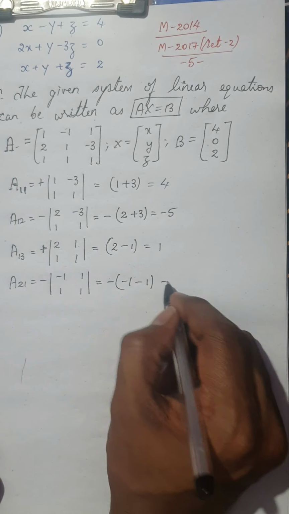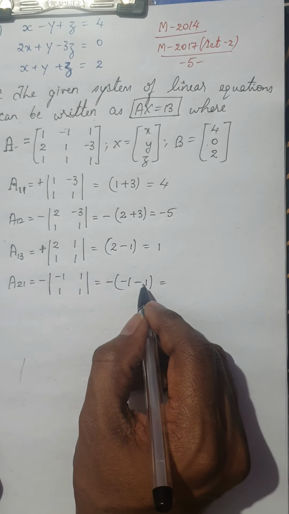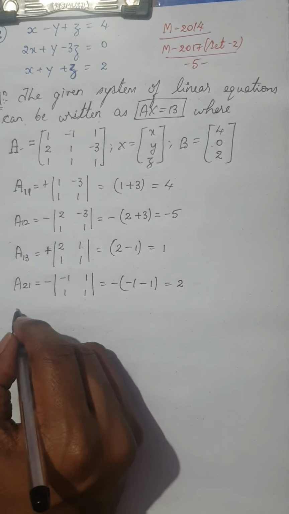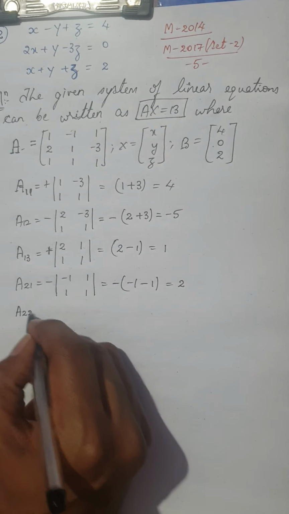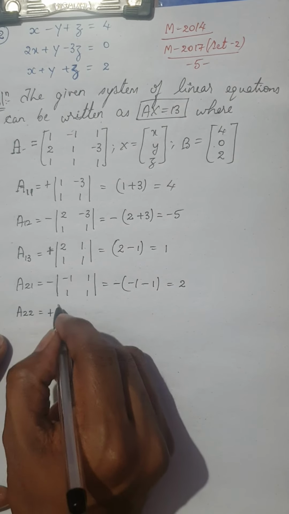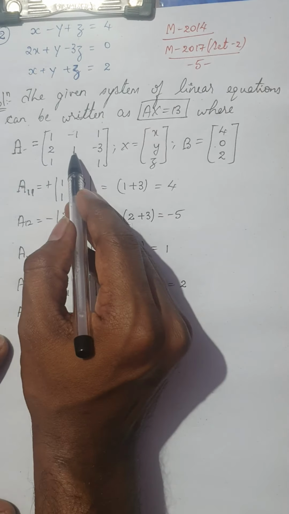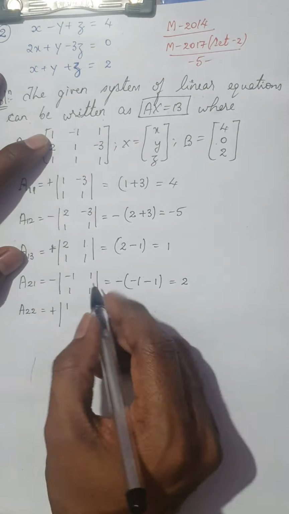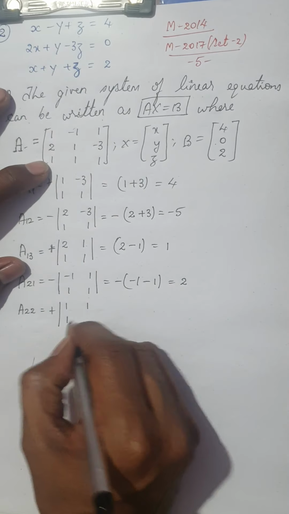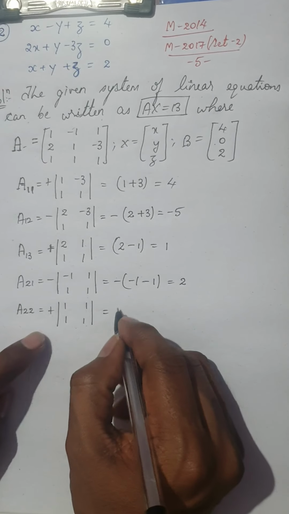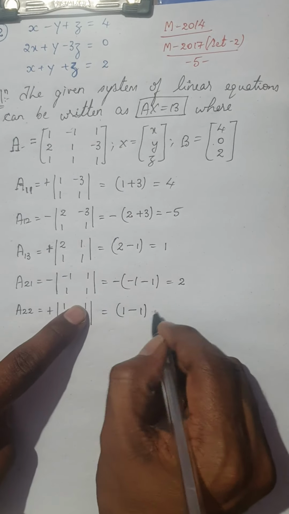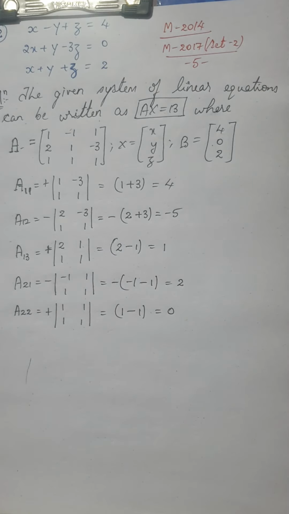Okay, so this is nothing but minus 1 will be minus 2. Outside I have minus, so I will get plus 2. Okay, so A22 is, the sign will be plus, this in between value, take away the row and column. I will be having 1 and 1, and here 1 and 1. This is nothing but outside plus, need not worry. 1 ones are 1, minus 1 ones are 1. 1 minus 1 is 0.